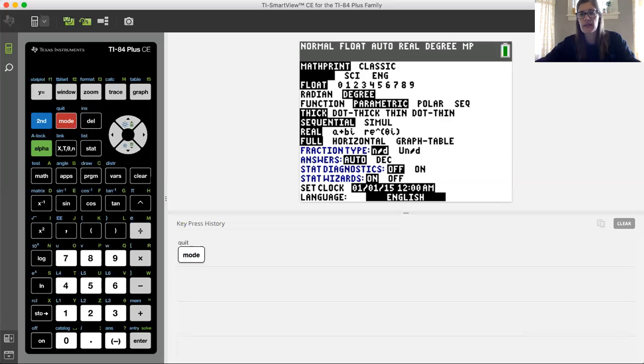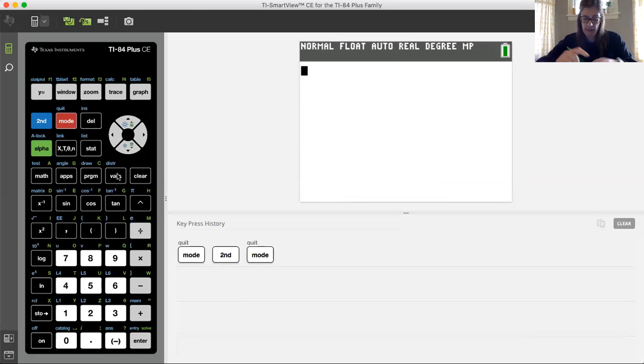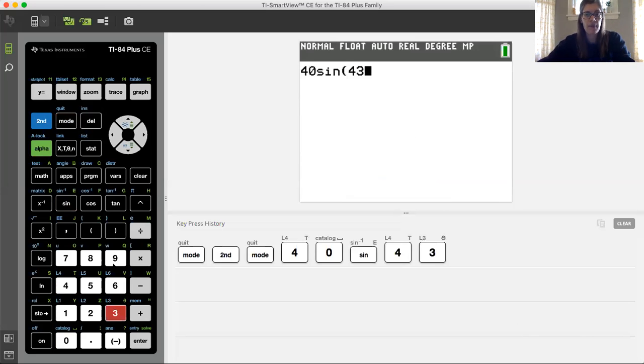Okay, so make sure because you're doing the sine of the 43 degrees that you're in degree mode, and it doesn't really matter if you're in function or parametric right now. So I'm going to go ahead and get to my math screen. Okay, I'm going to take that B value, which is 40 sine 43. I'm going to type that in, and I'm going to go ahead and evaluate that. So it really is 27.27, lots of stuff.